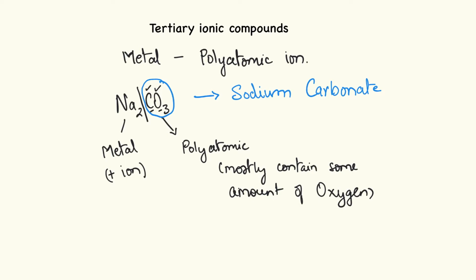You look at the formula. Once you have figured out that the formula you're looking at is that of a tertiary ionic compound, you write down the name of the metal, then you write down the name of the polyatomic ion. Both of these you will find in the periodic table, this from the front and this from the back. And that's all there is. So let's take a couple of examples and make sure that we understand this correctly.